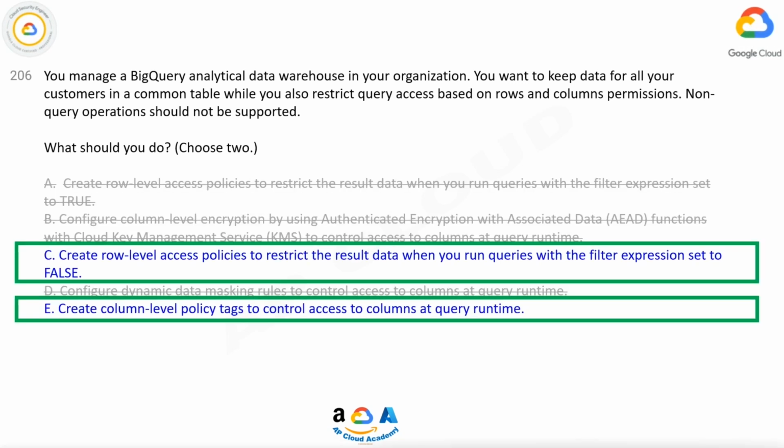Correct answer, C and E. C. Create row-level access policies to restrict the result data when you run queries with the filter expression set to false. E. Create column-level policy tags to control access to columns at query runtime.